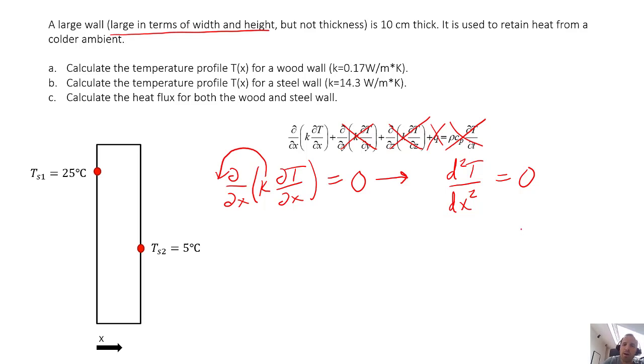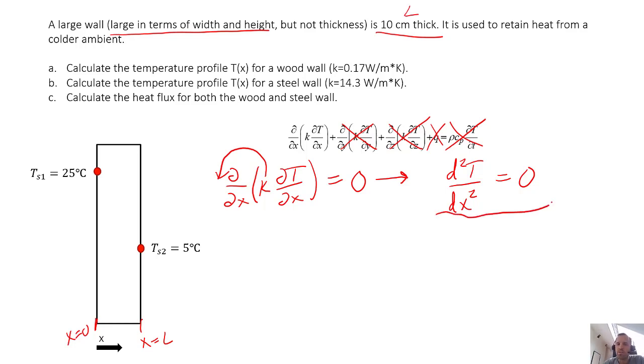So we're going to need two boundary conditions. We're actually given those boundary conditions here. We know that there's a constant surface temperature on the left and a constant surface temperature on the right. So we will use those boundary conditions later. And for clarity, we're going to specify this as x equals 0, and the other side of the wall is x equal L, where L is our thickness. Okay, so let's go ahead and solve this.